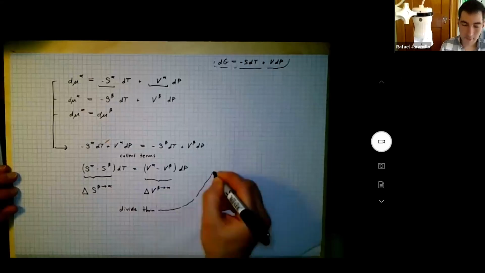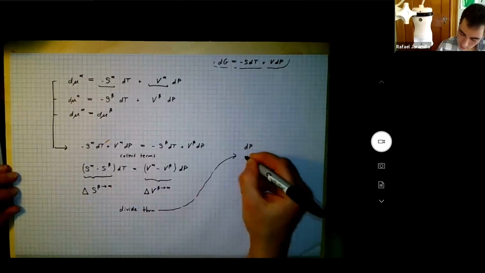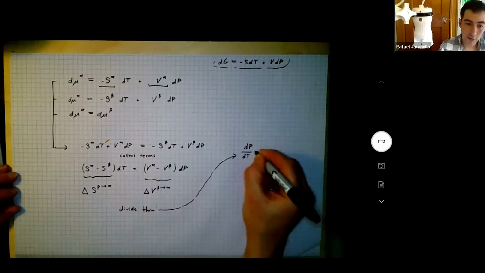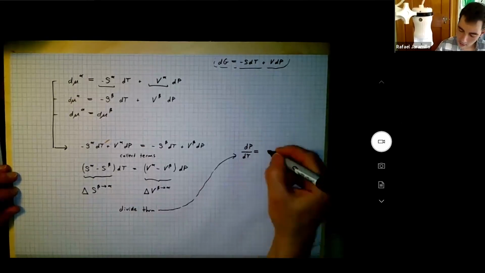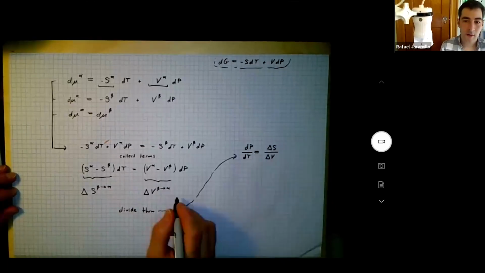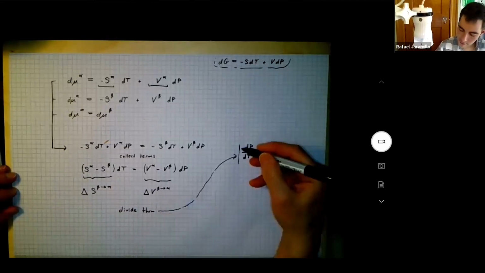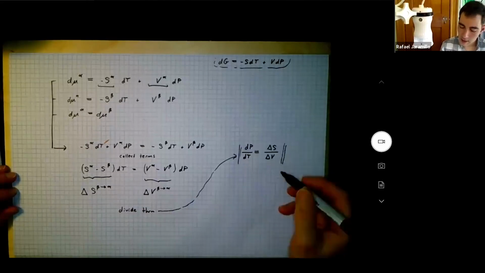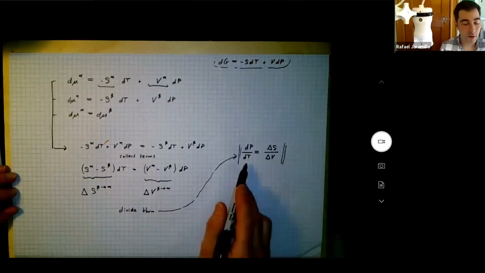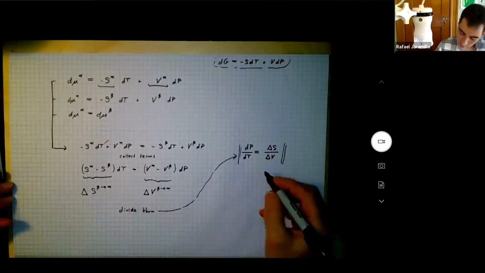And we're going to get an expression for the slope: dP/dT equals delta S over delta V. Right? That's pretty useful. So now we have an expression for the slope, the local slope of that coexistence line, as a function of these transformation quantities.